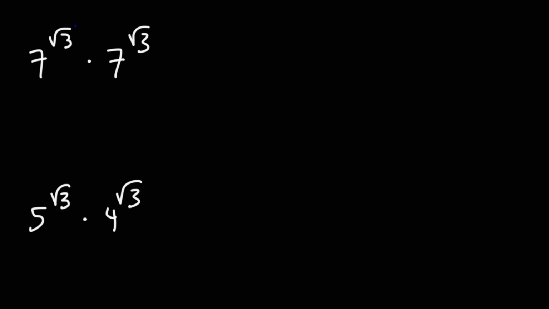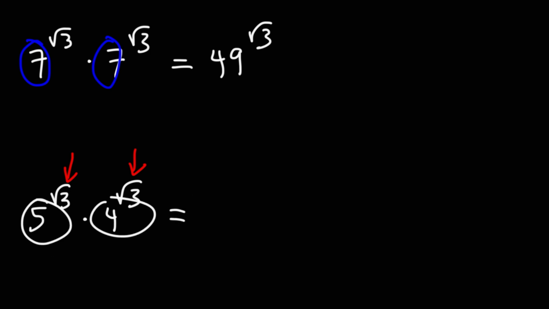So in this case, notice that the exponents are the same. So we could just multiply the bases. 7 times 7 is 49. So this is 49 to the square root 3. Here, once again, the exponents are the same, even though the bases are different, but that's okay. So this is going to be 5 times 4, which is 20. So we get 20 to the square root 3.